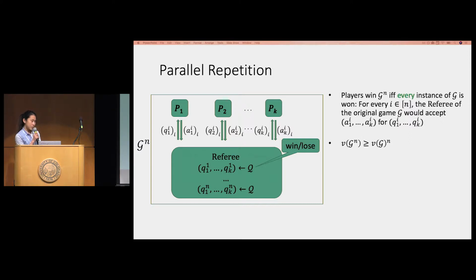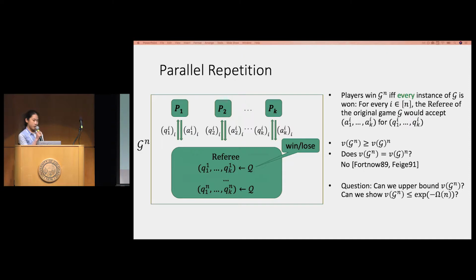And now this raises the natural question of whether the value of the n-fold repetition actually has to equal this value. You may think that, well, in the n-fold repetition, the best that the players can do is to simply apply the most optimal strategy for the original game independently to every instance. But this is not actually true. There are counterexamples even for n equals 2.